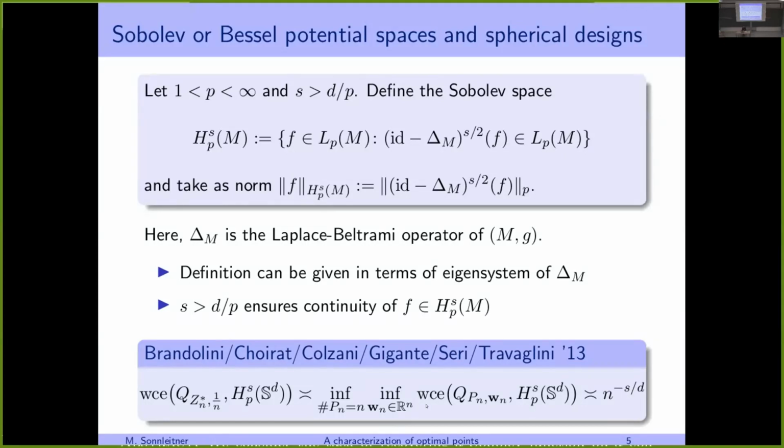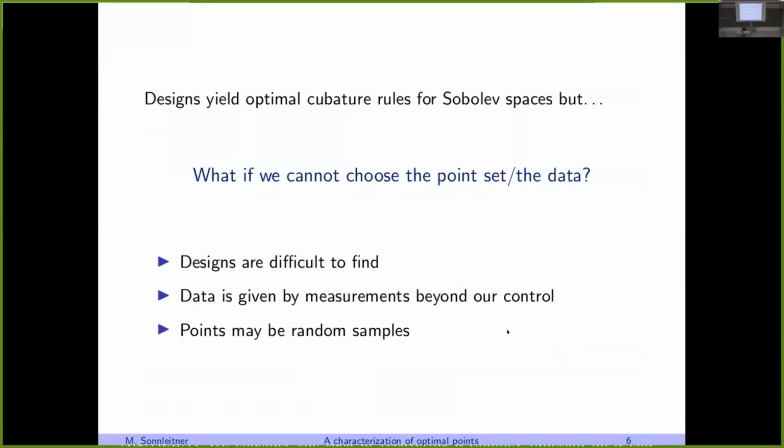So the error is asymptotically optimal in the sense that it is asymptotically equivalent to the minimum over all point sets and arbitrary weights. And this weight is n to the s minus n to the minus s over d. We will encounter it later. Okay, and now we have found some optimal designs in this case. So the question seems to be solved then, because we already have found these optimal points.